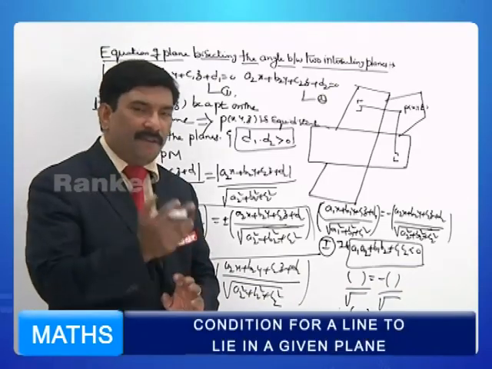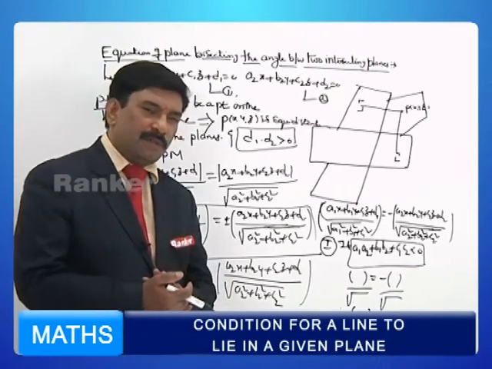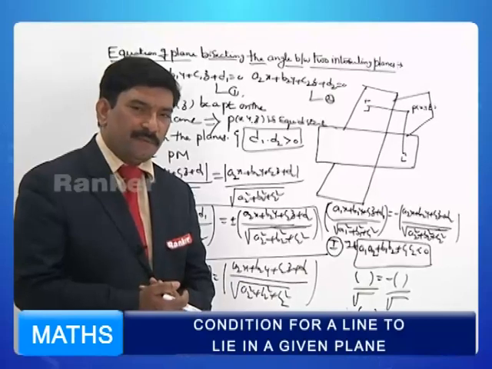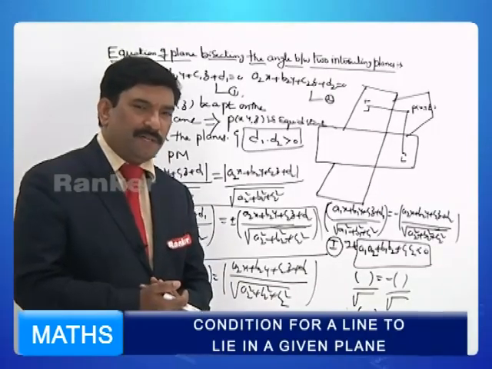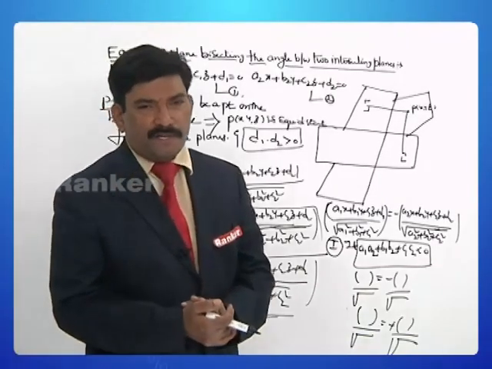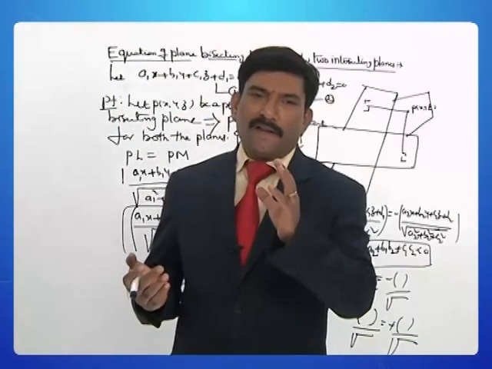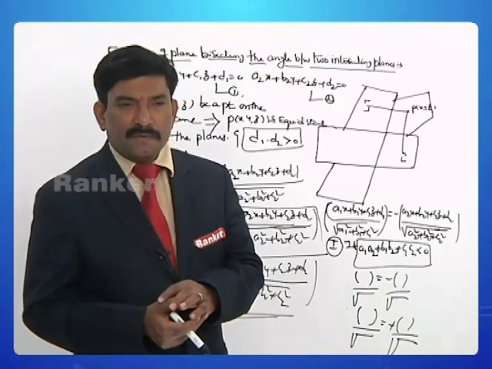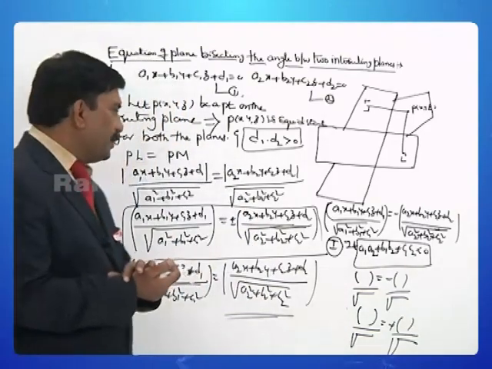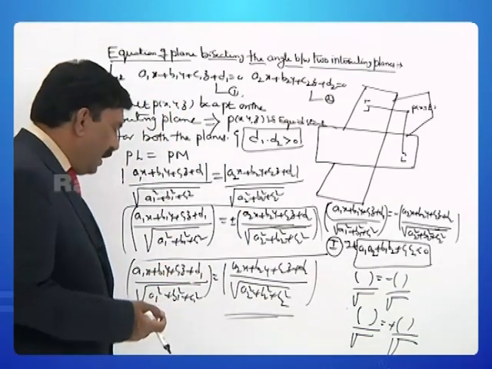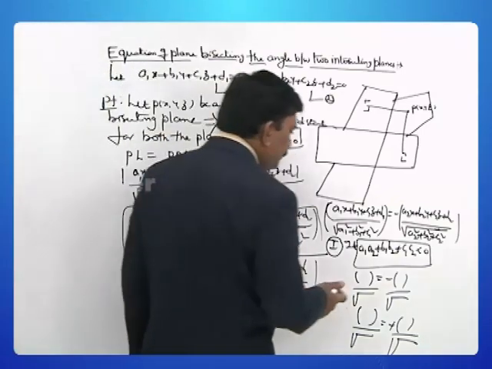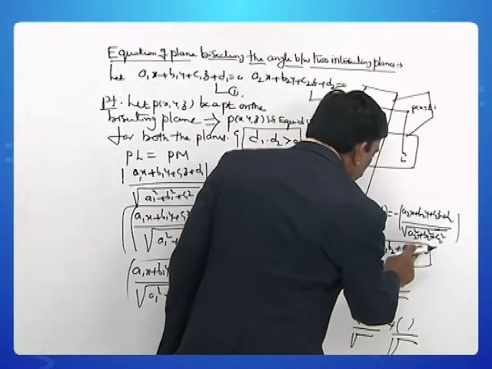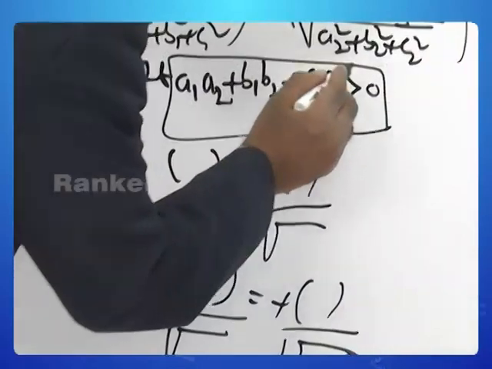Yes, tell me, what about A1A2 plus B1B2 plus C1C2 greater than 0? In that case, what I do is take the condition: if I take this as greater than 0, change this one argument.